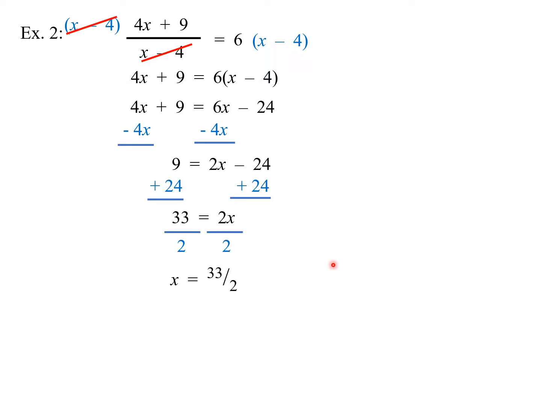And so the solution is x equals 33 halves, okay? As long as it's not an excluded value. Now, the excluded value would be the value of x that would make this denominator x minus 4 zero, which would be x equals 4, okay? But since our 33 halves is not 4, that makes 33 halves a valid solution.